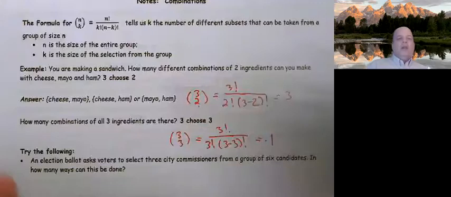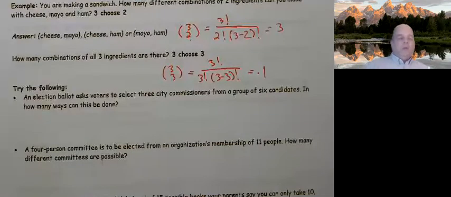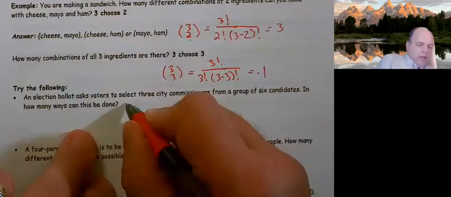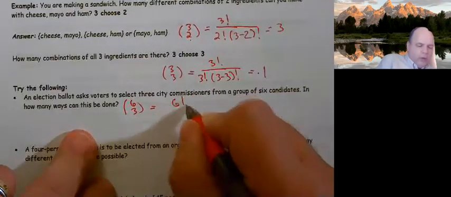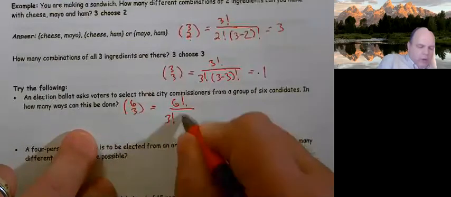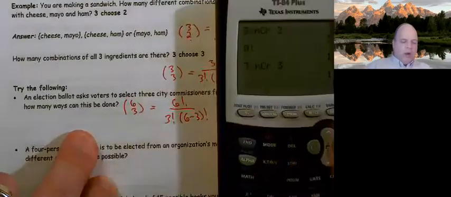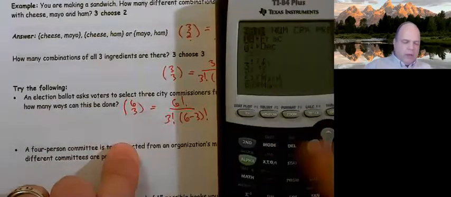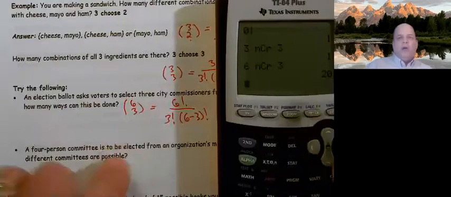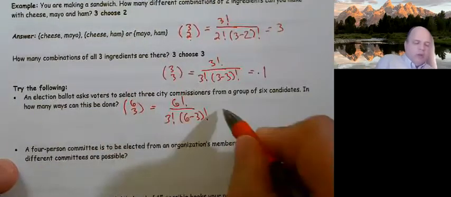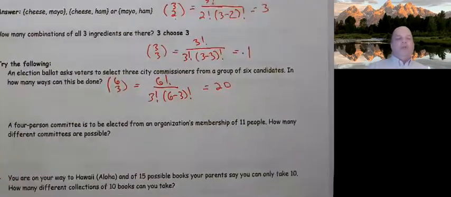All right. So an election ballot asks voters to select 3 commissioners from a group of 6. How many ways can this be done? Well, this means we're doing a 6 choose 3. So this is going to be 6 factorial over 3 factorial times 6 minus 3 factorial. Now this ends up being a bunch of math work, but using the calculator, 6 math probability, and we end up finding, oh, we're going to come up with 20 different combinations. So with just 6 people and wanting to choose 3 of them, we end up with 20 combinations.